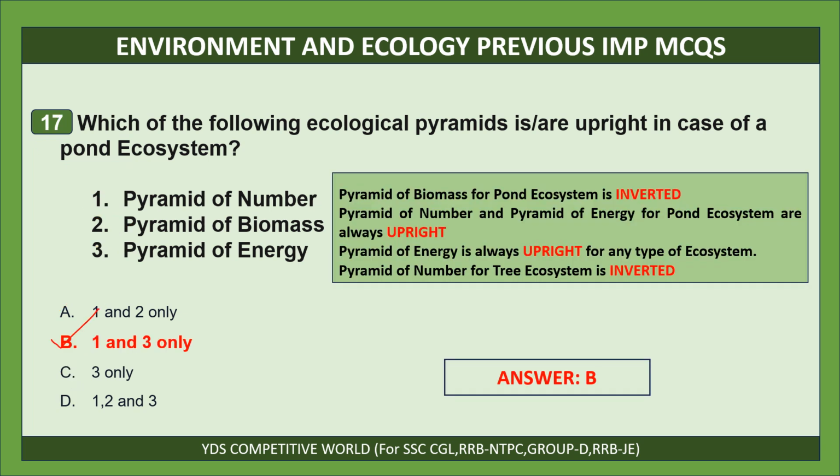Option B, 1 and 3 only. Pyramid of biomass for a pond ecosystem is inverted. Pyramid of number and pyramid of energy for pond ecosystems are always upright. Pyramid of energy is always upright for any type of ecosystem. Pyramid of number for a tree ecosystem is inverted.